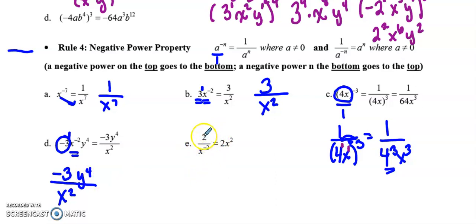This one right here is 2 over x to the negative 2. So if you make your fraction, 2 is happy where it is, so we're going to leave it. Okay, x to the negative 2 is in the bottom, not happy, so we have to pop it to the top. When we pop it to the top, we're going to make the negative exponent positive.